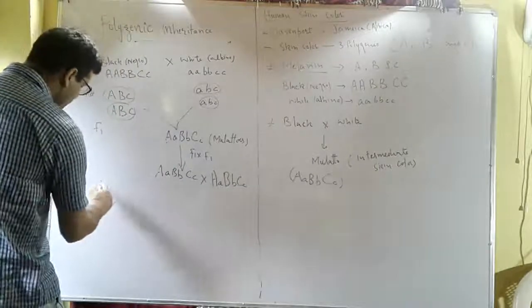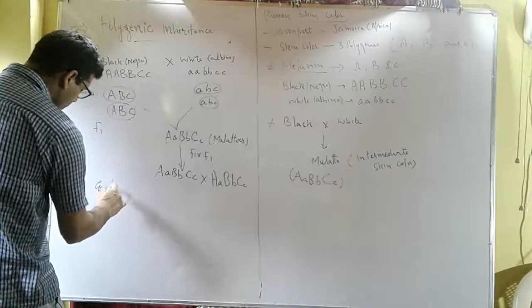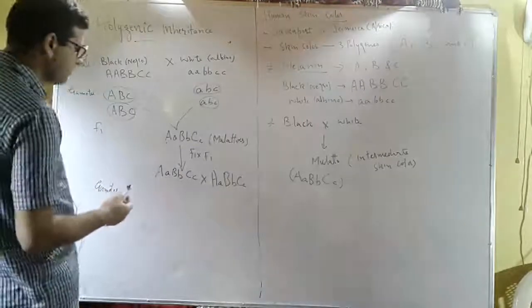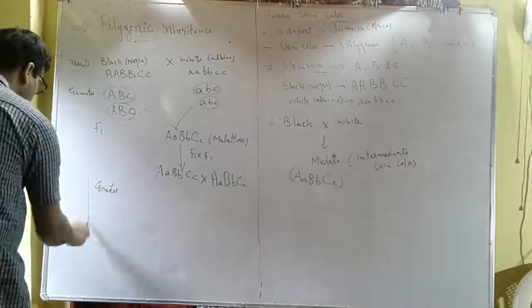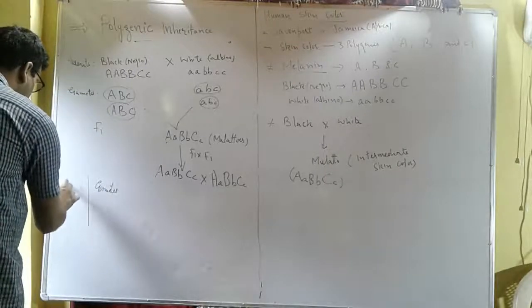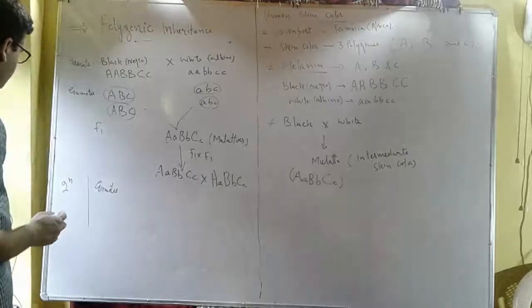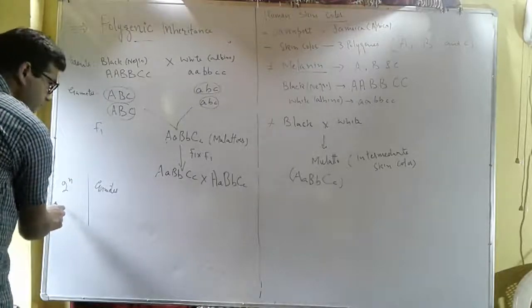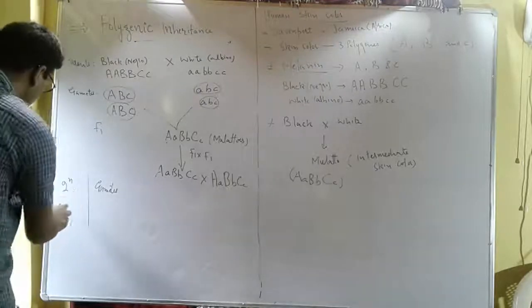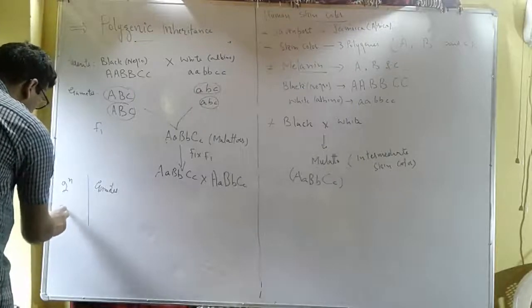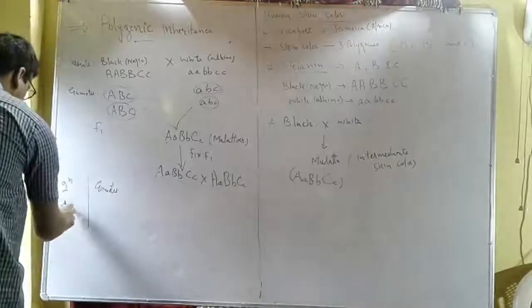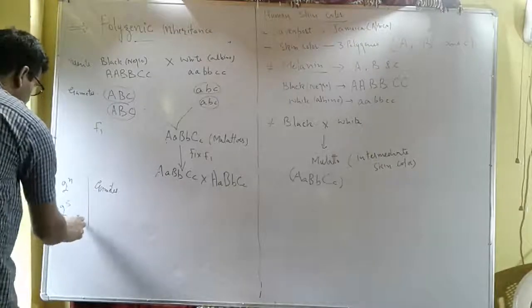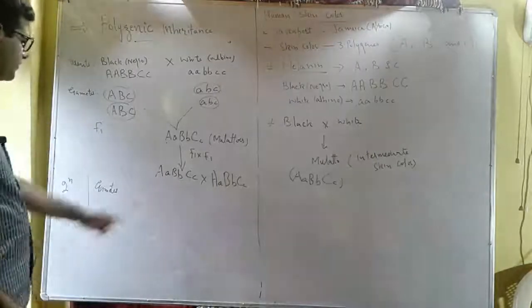Then we have gametes. How many gametes are formed here? We have the formula, 2 raised to the power n, where n is the number of heterozygous alleles. So how many heterozygous alleles do we have? 1, 2 and 3. 3 heterozygous alleles are present. So 2 to the 3 is 8. 8 gametes are formed in this case.